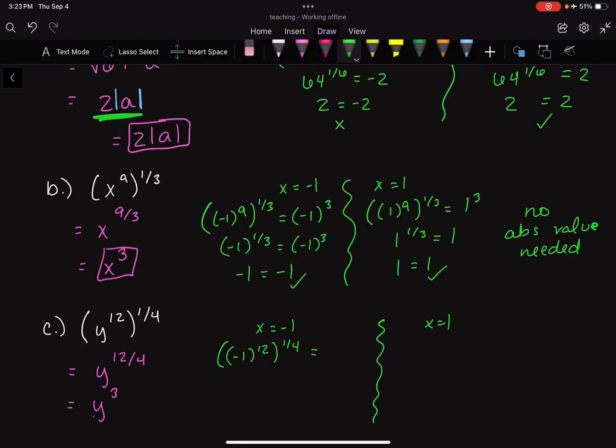And then if I plug it in at the end here, so into y cubed, I get -1 cubed. So -1 cubed is going to give me -1. On the other side, -1 to the 12th, I get 1. And then to the power of 1/4. Ooh, so that's giving me 1 equals -1. No good. That means I need absolute value bars.